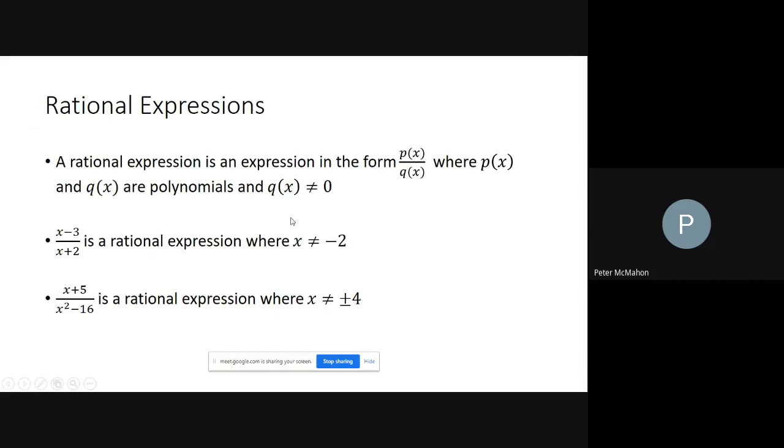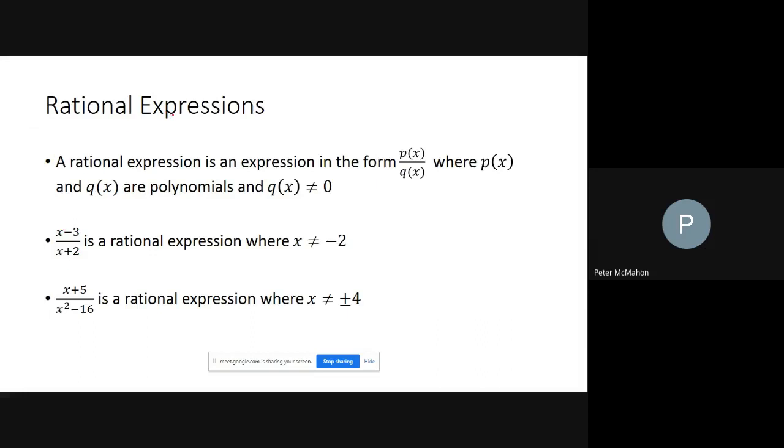So first of all, what's a rational expression? The definition is kind of a nasty definition over here, but it makes more sense with the examples in a sec. A rational expression is an expression in the form p of x over q of x, where p of x and q of x are polynomials, and q of x cannot equal 0. So for example, x minus 3 over x plus 2 is just an example of a rational expression. x minus 3 is a binomial, and x plus 2 is a binomial as well. Okay, so this doesn't really matter, but this is an example over here.